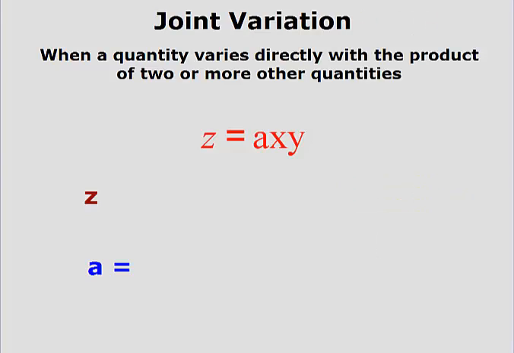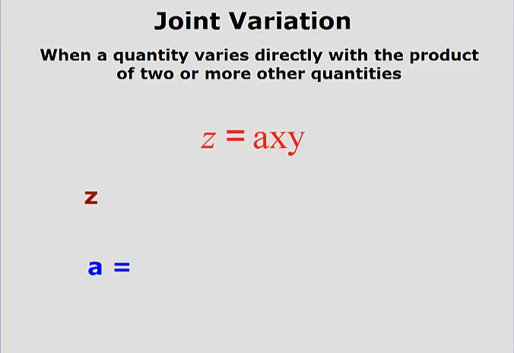All right, so joint variation. This is where one quantity varies directly with the product of 2 or more. So here's your equation: Z equals A times X times Y. You notice it's direct variation, which just means everything's being multiplied together, right?